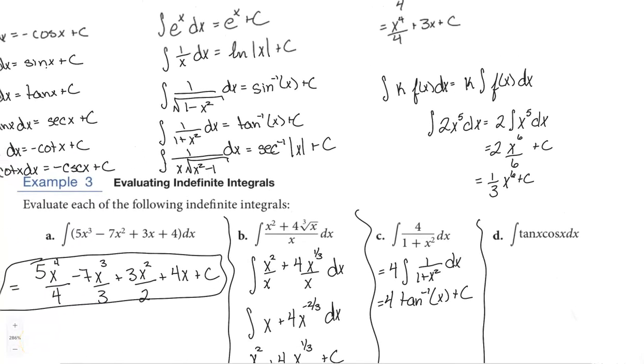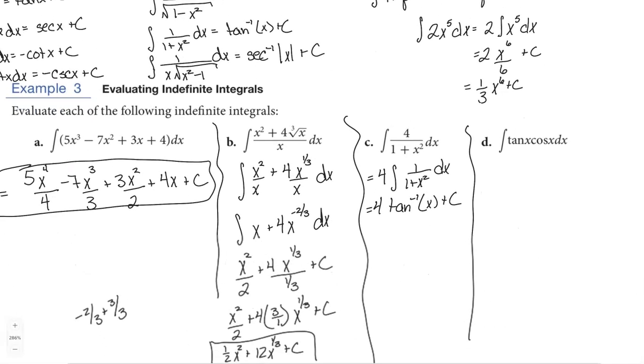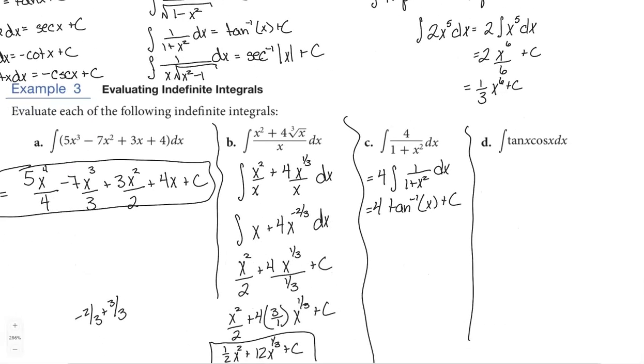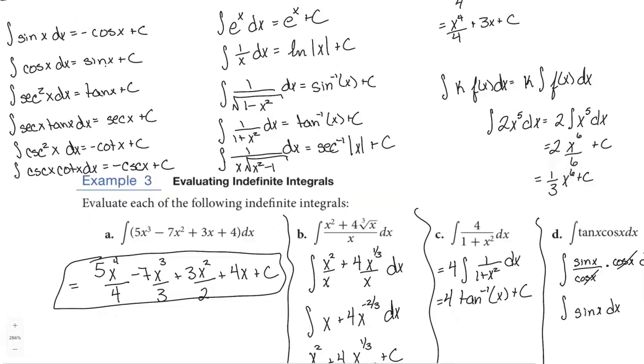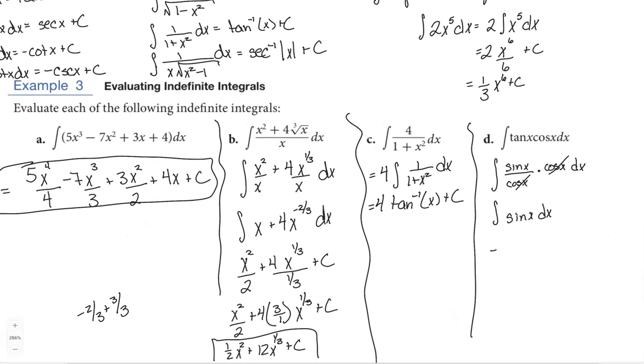So we're going to think about the rules that we have, and we don't have something that we take the derivative of to get tangent cosine. So let's see if we can rewrite everything in terms of sines and cosines. Tangent is sine over cosine, and this is times cosine, and those cancel. So this is really asking us to just integrate sine of x. And when I integrate sine, going back to our rules up here, we're going to get negative cosine. So this would be negative cosine of x plus c.